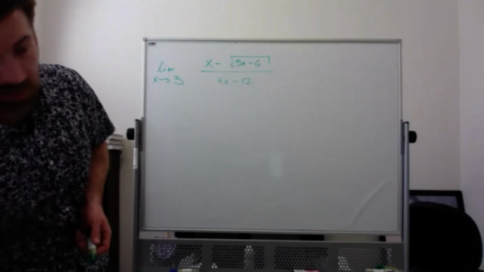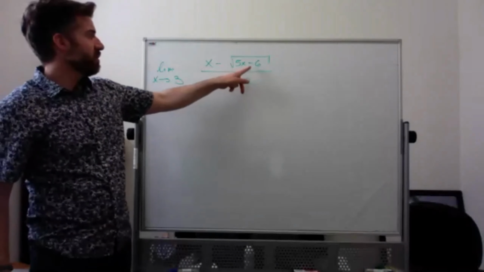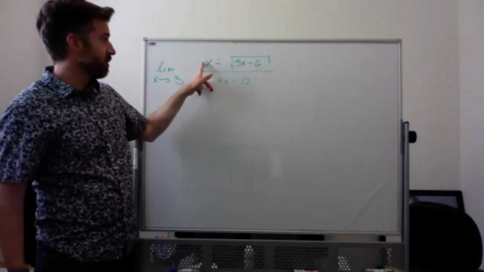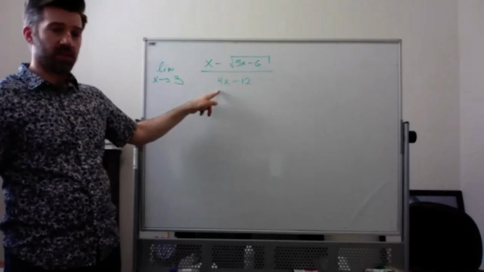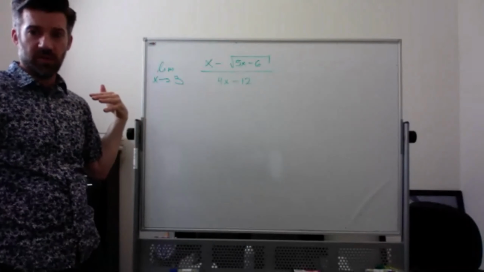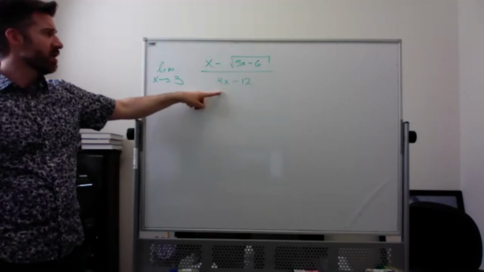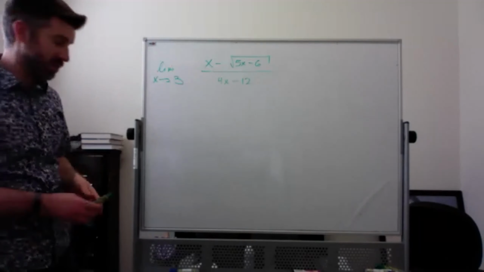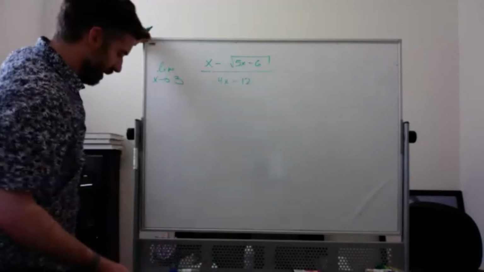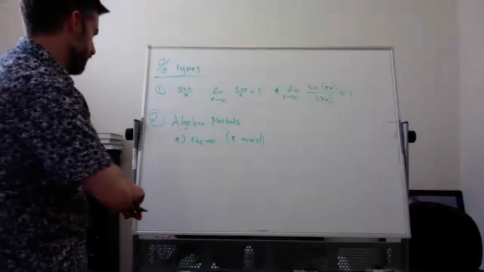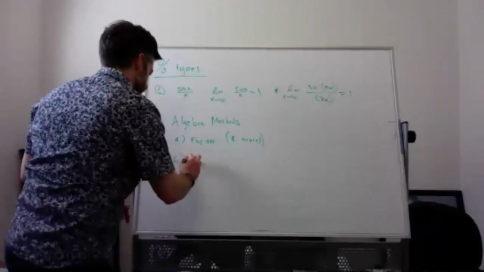You plug in 3 on the top, 15 minus 6 is 9, square root of 9 is 3, 3 minus 3 is 0. Plug in 3 on the bottom, you definitely get 12 minus 12. So when you have something like this, well, you can certainly factor a 4 on the bottom, but to deal with the top, you have to multiply by the conjugate. So the second algebraic method that I usually think about is multiplying by the conjugate.